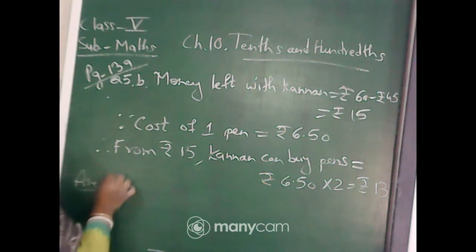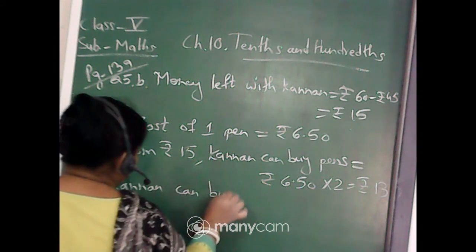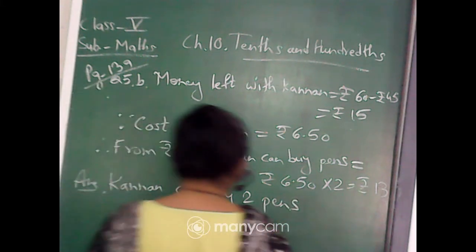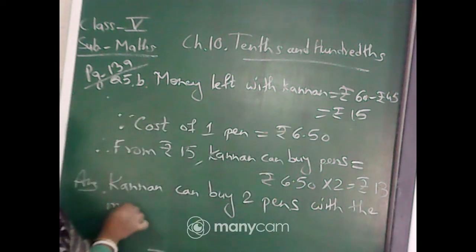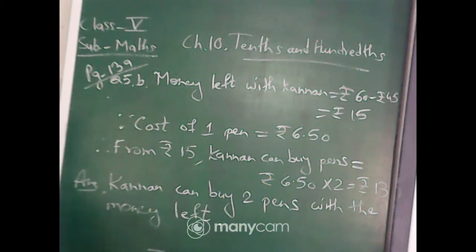Answer will be: Kanan can buy 2 pens with the money left. Okay. Kanan can buy 2 pens with the money left. Clear?